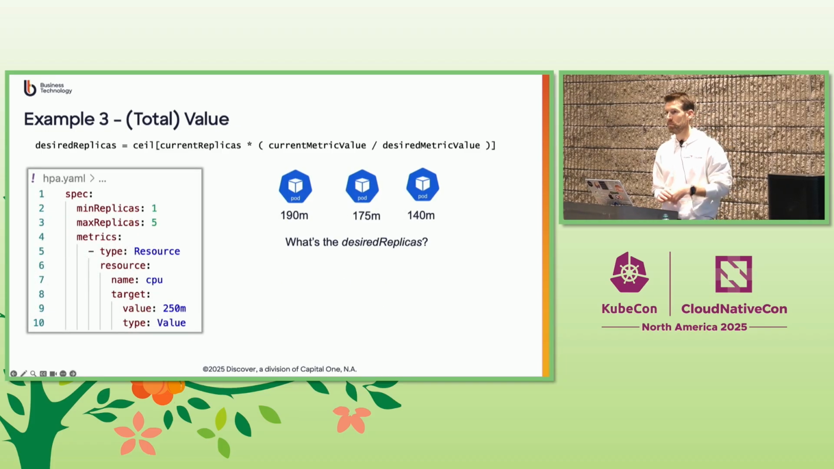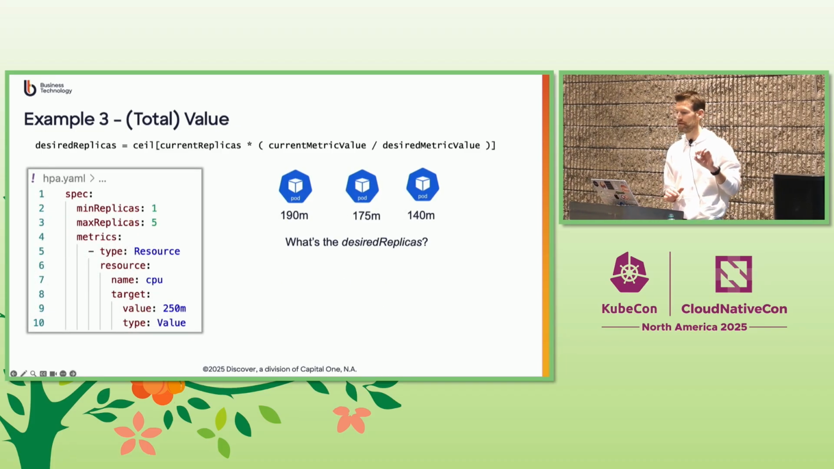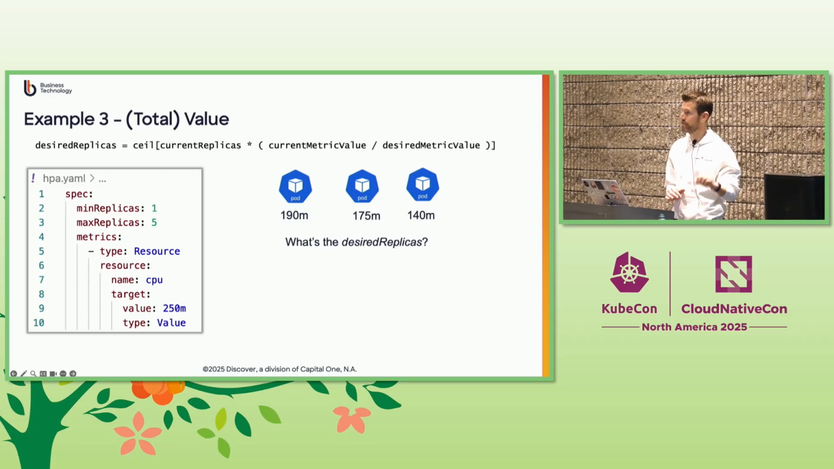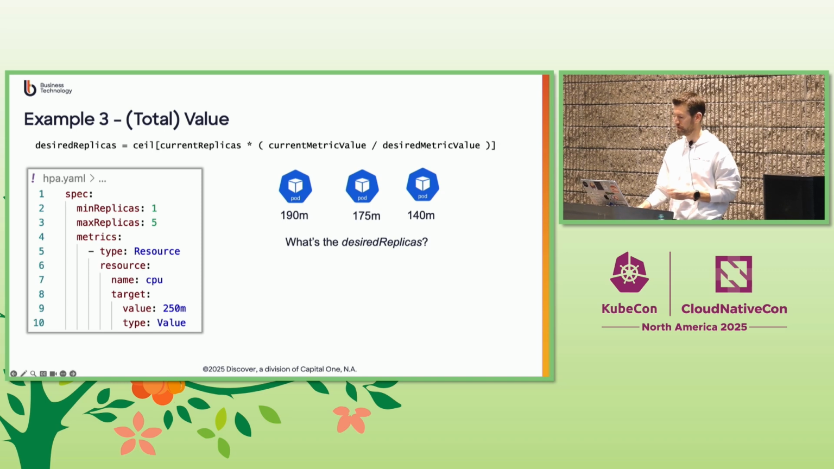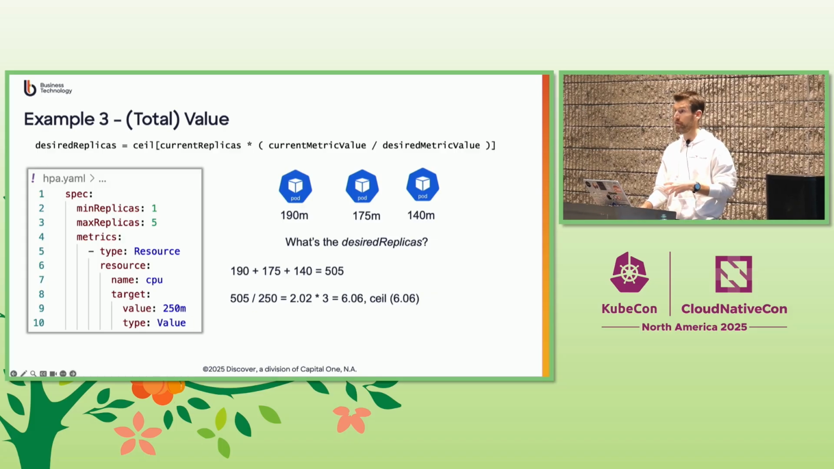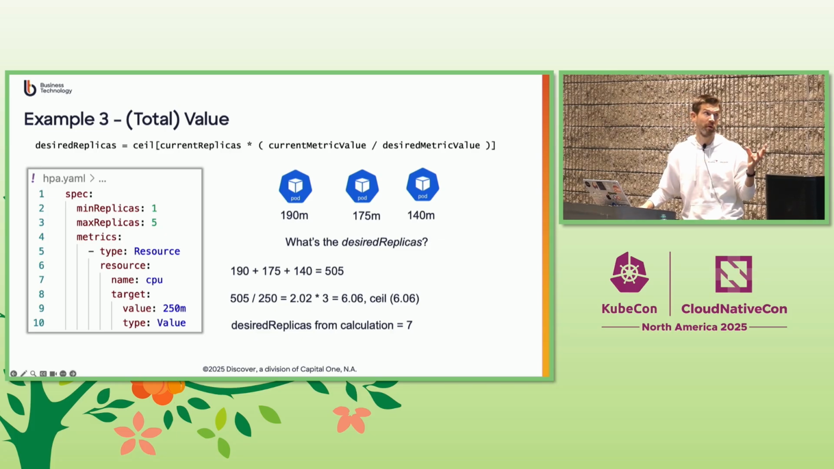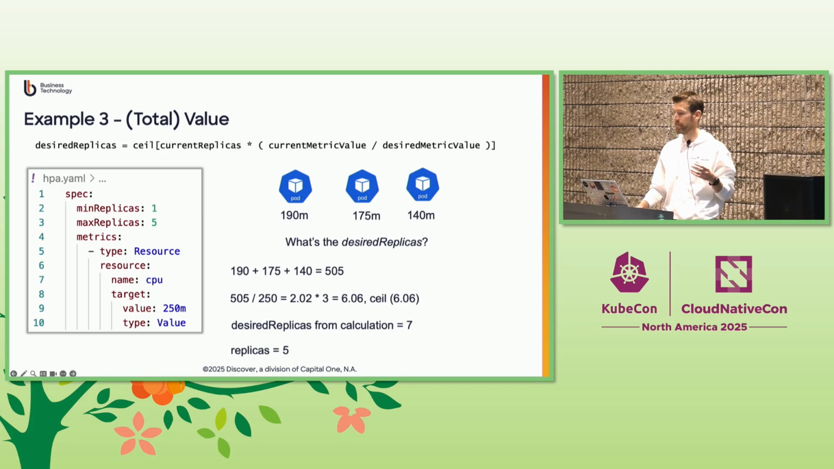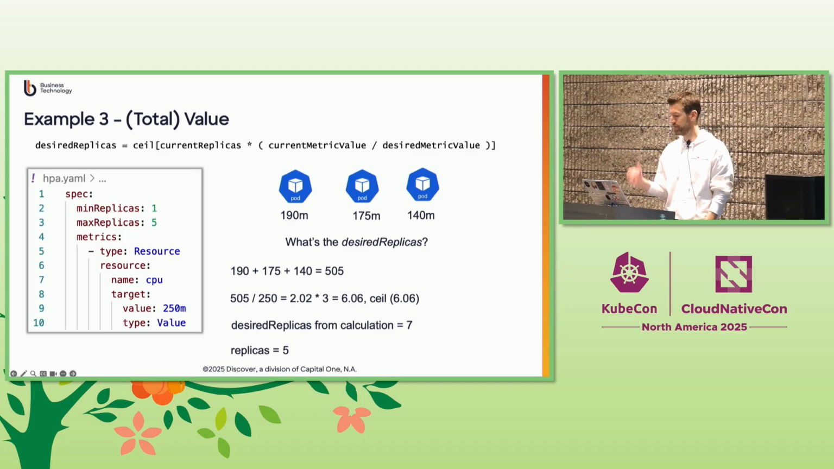The last example would be total value. So let's say in this example I have a total value target of 250 millicores. I have 3 pods running with the listed CPU usage. If I add those together, I get 505. Divide by 250, 2.02. Multiply by my number of replicas, 3. That gives me 6.06. Round that up. Now from the calculation, this would give me 7. However, in my configuration, I've only defined 5 replicas as a max. Therefore, the replicas would be capped at 5.